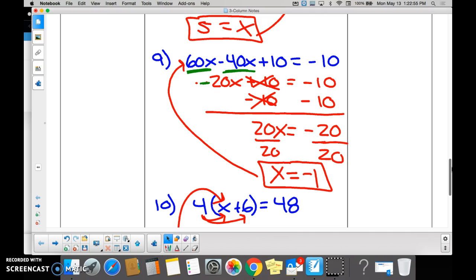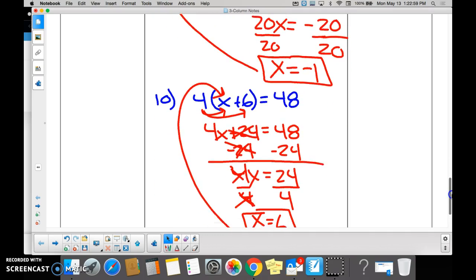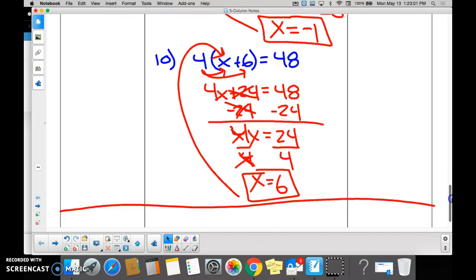And then number 10, the last one, before we started solving that one, what did we do, everybody? We distributed. What did we distribute? What number? 4 to the x and to the 6, so what's 4 times x? What's 4 times 6? 24. And then it still is equal to 48, right? What's our goal then in solving this problem? What's being done to the variable? Multiplication. What's easiest to undo?